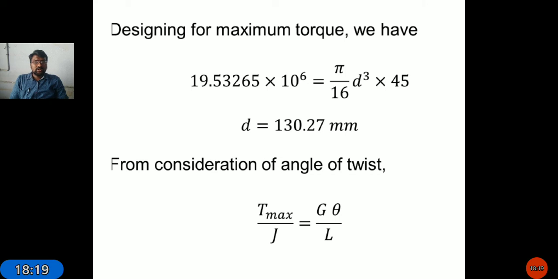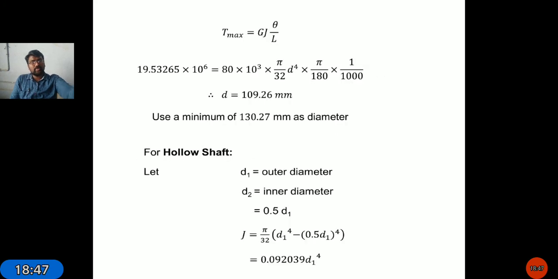Next, from consideration of angle of twist, T max by J is equal to G theta by L. Up to now we calculated the diameter based on the shear stress. Now we are going to calculate the diameter based on the angle of twist. Therefore, T max by J is equal to G theta by L. T max we know, and the G value, theta and length are given. Substituting all these values we get the diameter as 109.26. Use the larger value, 130.27 mm, as the diameter.